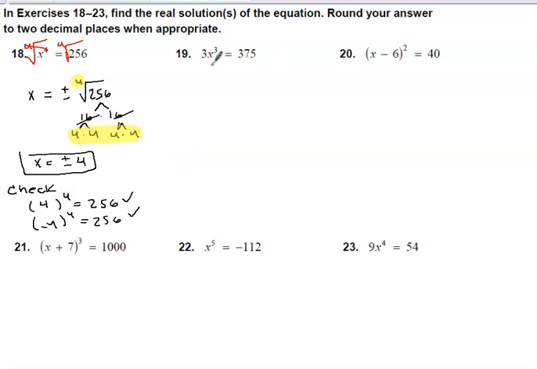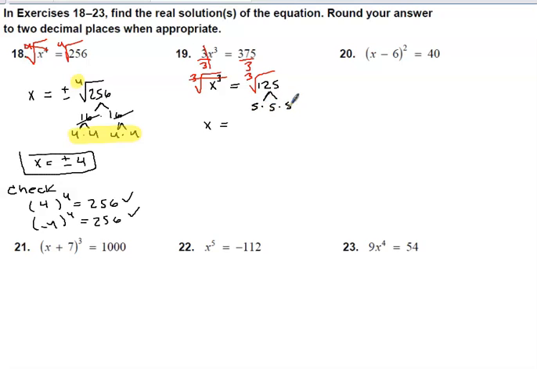In number 19, we do need to divide by 3 first because our exponent is not attached to the 3, that's the coefficient. So x to the power of 3 is equal to 125. From here, I cube root both sides. So x is equal to, and we're looking for the number that raised to the power of 3 gives me 125.